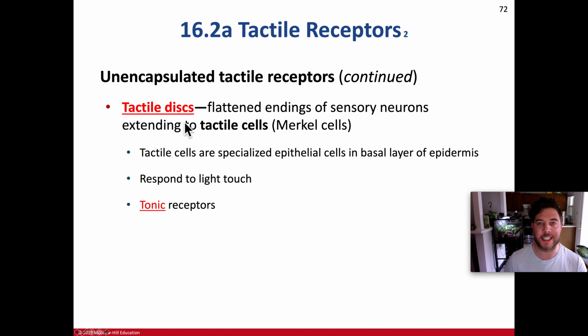You also have tactile discs, which are flattened endings of sensory neurons extending to tactile cells. Tactile cells are specialized epithelial cells in the basal layer of the epidermis, so that bottom layer of the epidermis. They respond to light touch, and these are tonic receptors, so they're not going to really adapt.